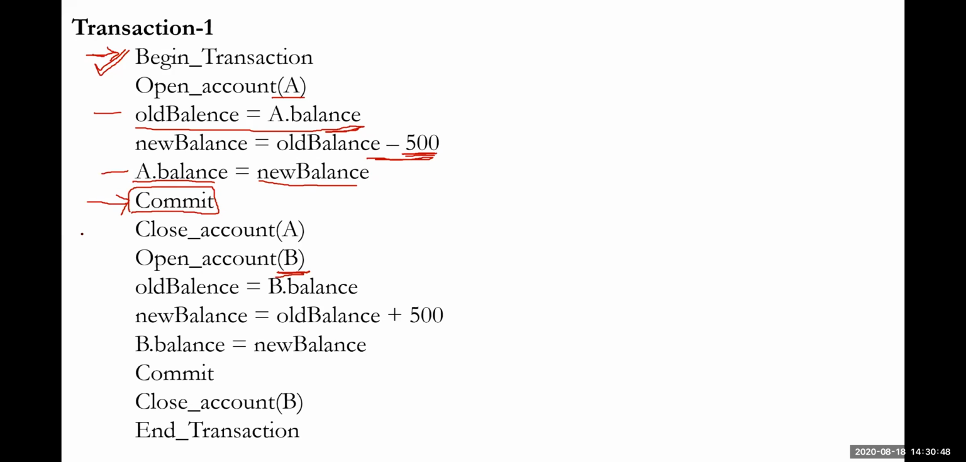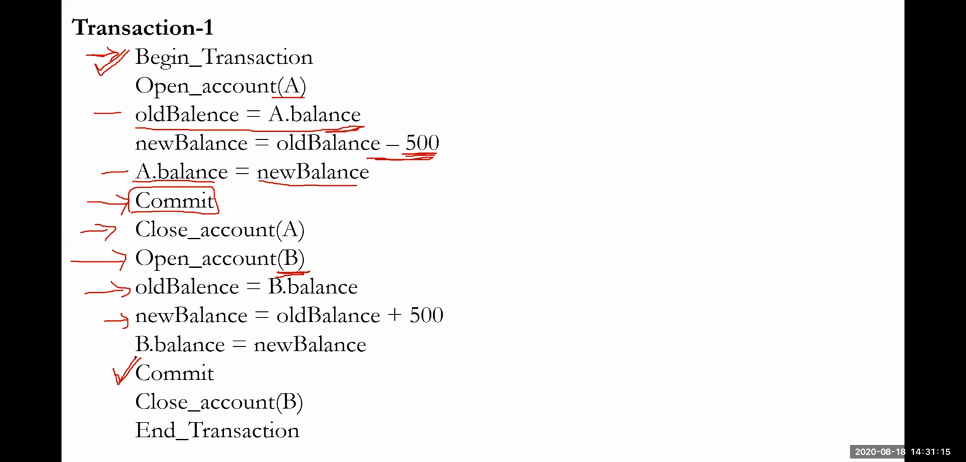Then you have to close your account here. Close your account, and then conversely, what exactly are you trying to do? You have to open account B. In account B, just as 500 rupees have been deducted from A, they will be deposited to B here. So do the same operation as this.